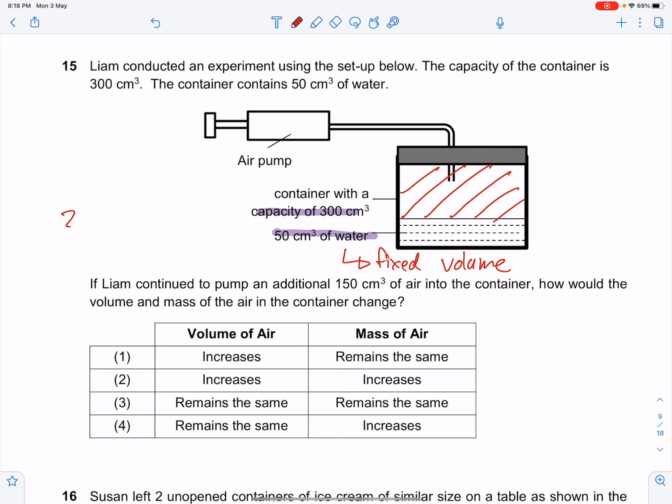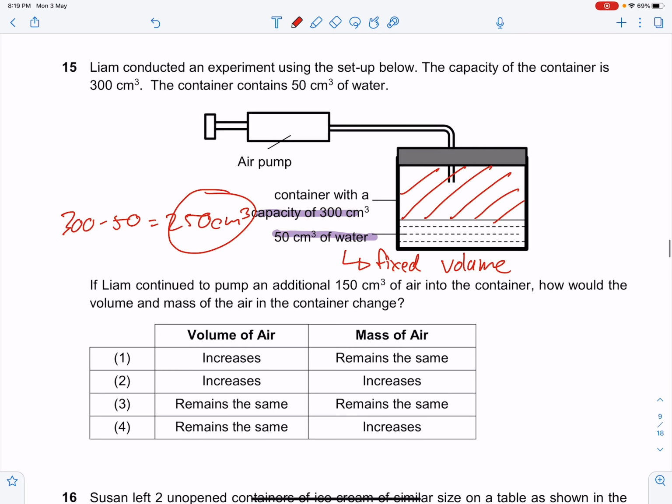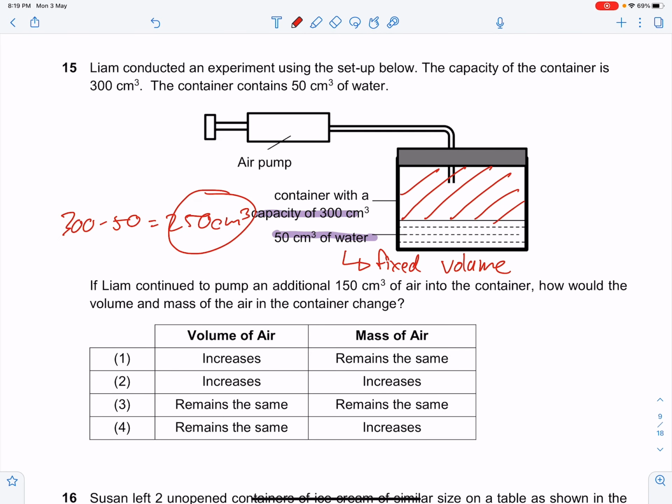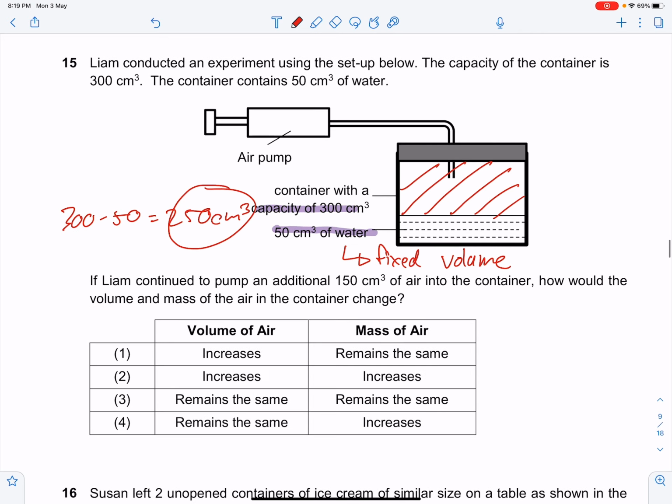So if you take 300 minus away 50, you get 250 cm cube. This is going to be the volume of air that can go in, regardless of how much more air you pump in. This is the maximum volume that it can hold. So therefore, the volume of air, as you know, air can compress, will it increase or decrease or remain the same? The answer is remains the same.